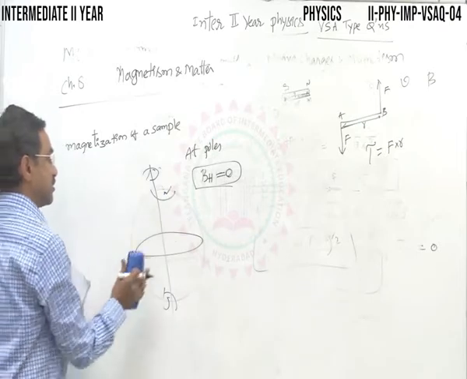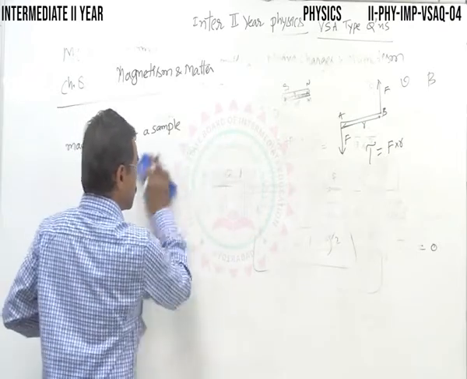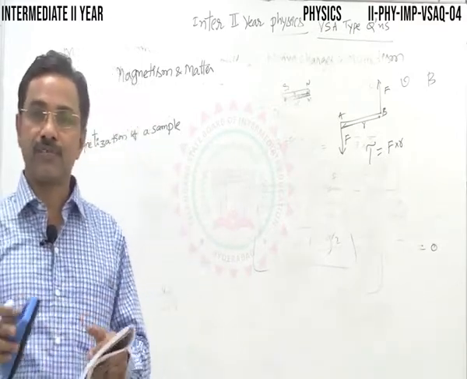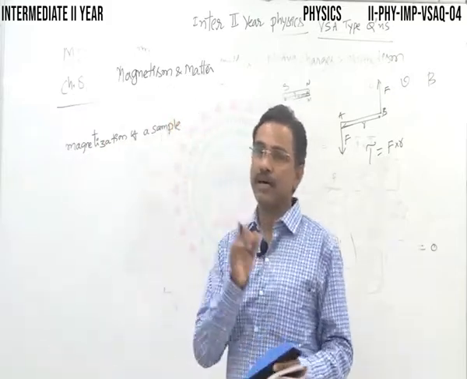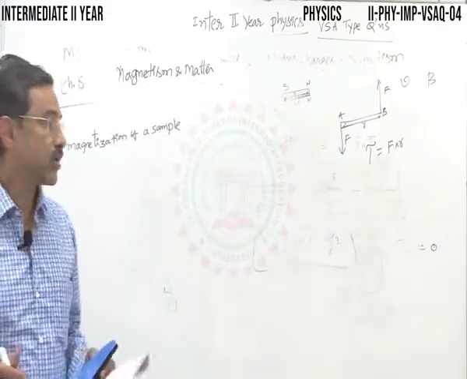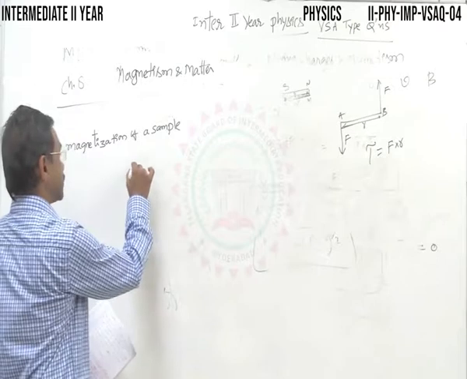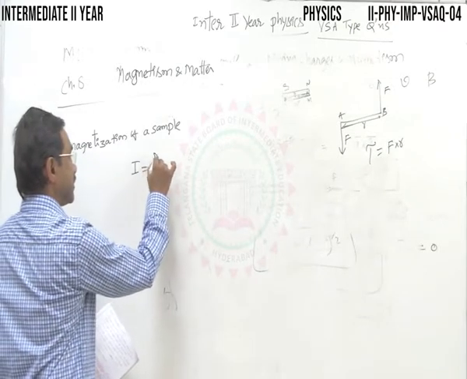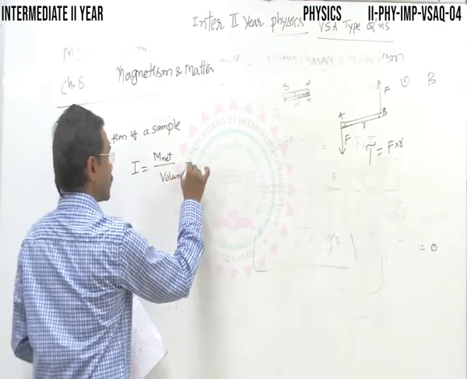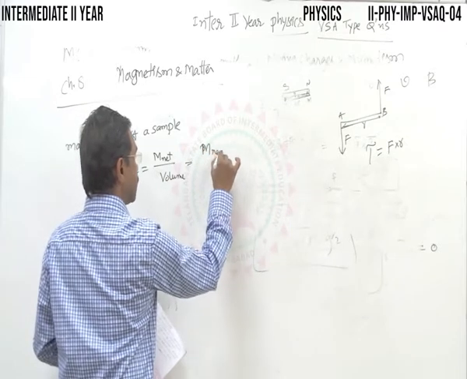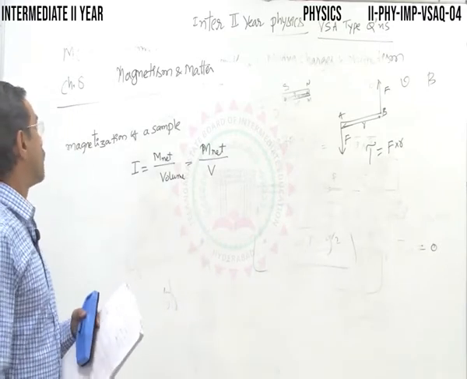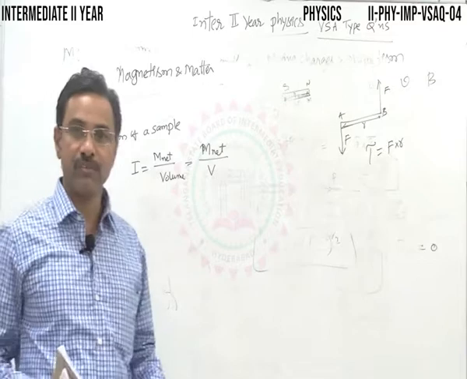This is magnetism and matter, hope you remember that. When a magnetic material is placed in a magnetic field, what happens? It develops a net magnetic moment. The net magnetic moment developed per unit volume is called the magnetization of the sample. It is denoted by I. So here, M net divided by V, where V stands for volume. The net magnetic moment developed per unit volume is called the intensity of magnetization or magnetization of a sample.